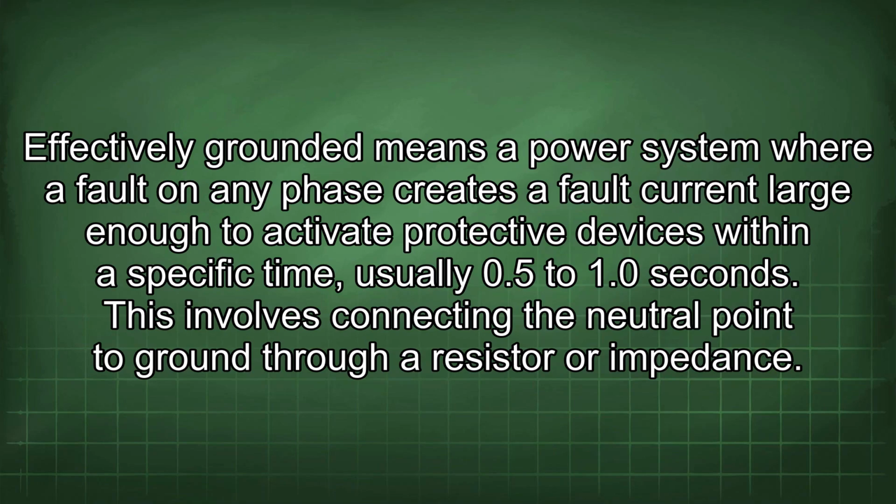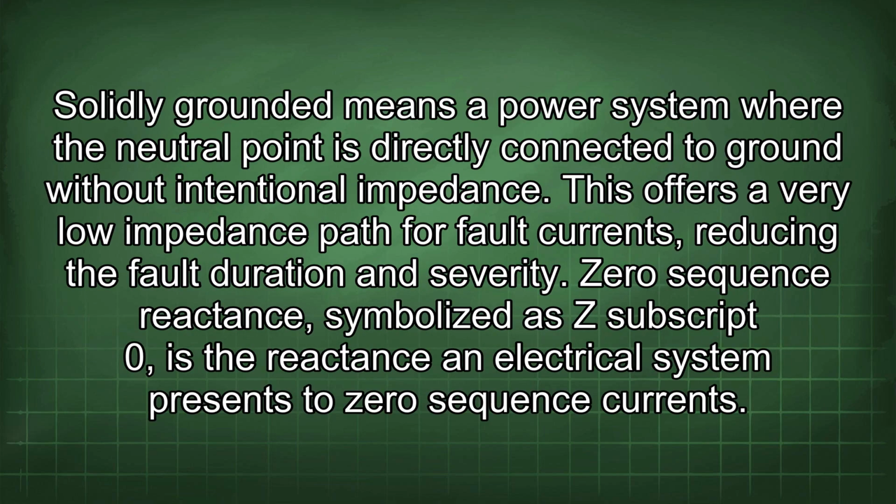Effectively grounded means a power system where a fault on any phase creates a fault current large enough to activate protective devices within a specific time, usually 0.5 to 1.0 seconds. This involves connecting the neutral point to ground through a resistor or impedance. Solidly grounded means a power system where the neutral point is directly connected to ground without intentional impedance. This offers a very low impedance path for fault currents, reducing the fault duration and severity.